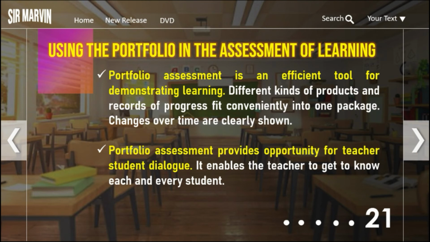Next one, portfolio assessment provides opportunity for teacher-student dialogue. It enables the teacher to get to know each and every student. So, sa portfolio assessment, since na-mention ko na kanina, pwedeng magbigay nga si teacher ng feedback, pwede siyang magbigay ng comment, pwede siyang magbigay ng suggestions sa output ni student. And of course, na-motivate din si student kapag alam niya na may care at ginaguide siya ni teacher.